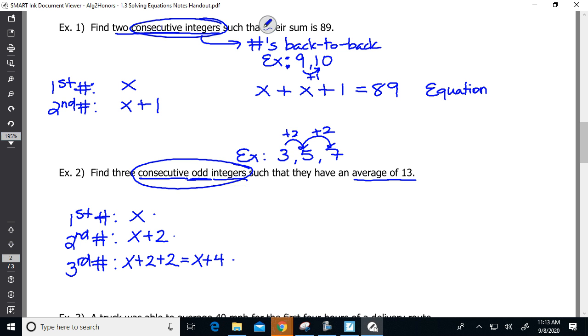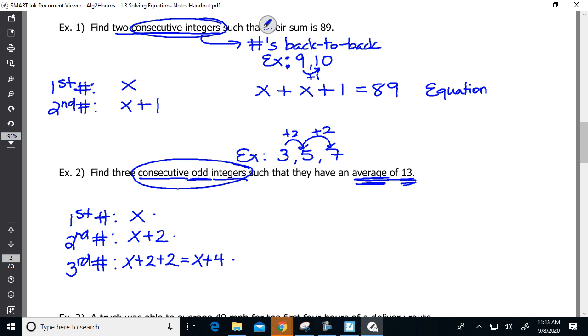So let's continue. There's your 3 numbers. You need an average of 13. What does it mean to find an average of something? To add them and divide by how many there are. There you go. So these 3 numbers have to average out to 13.